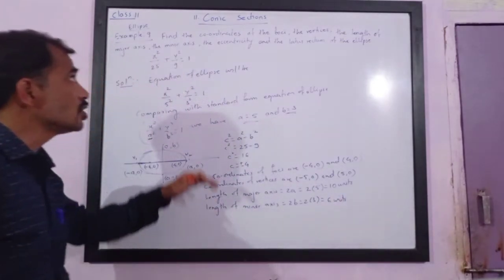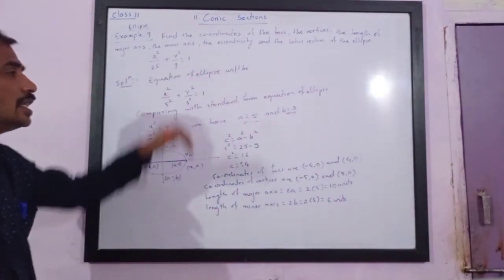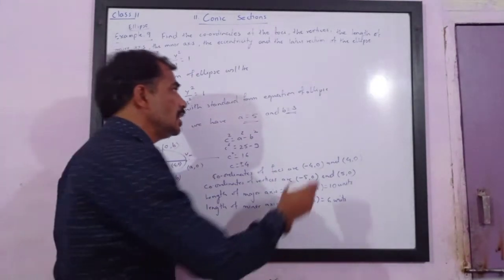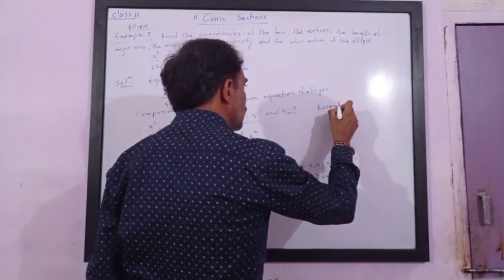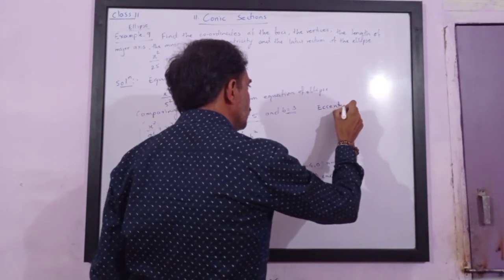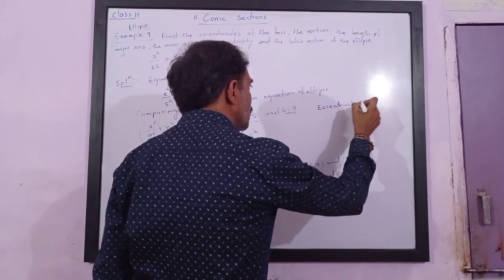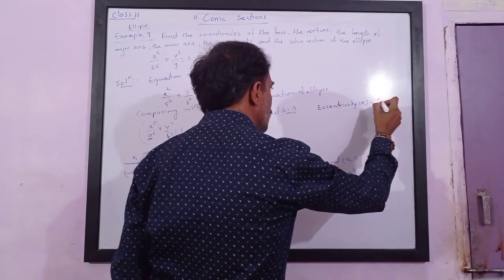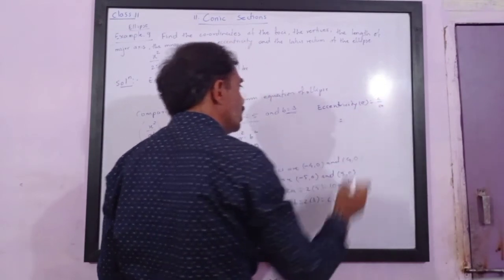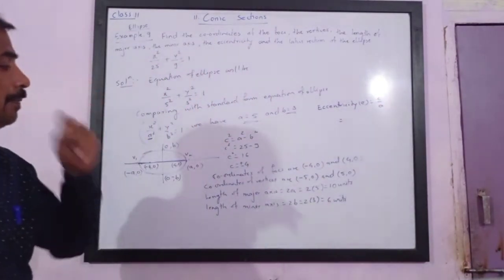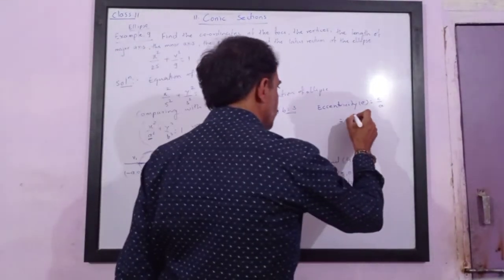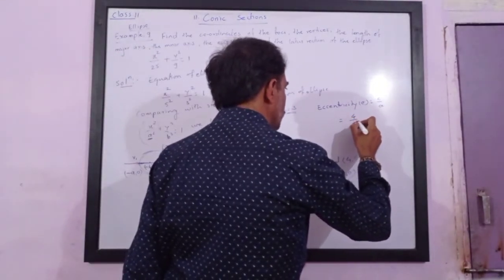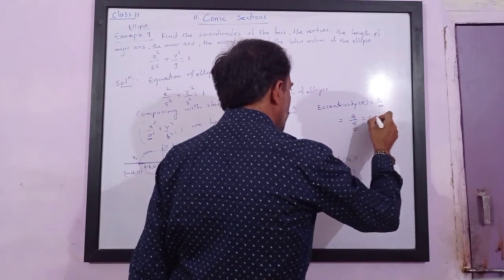The next point asked is the eccentricity. Eccentricity e is equal to c upon a. So the eccentricity will be c is 4 upon 5. That is equal to 0.8.